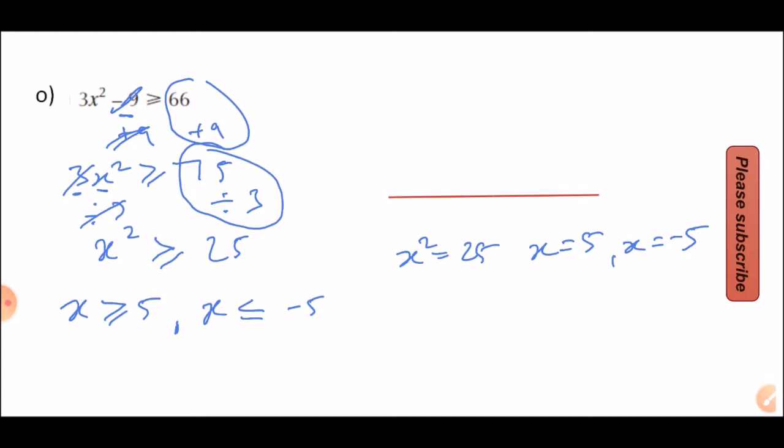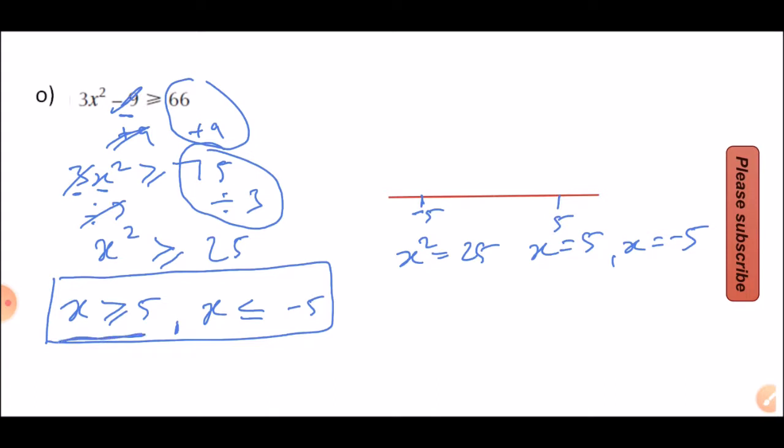So how do you show this on the number line? So this was the solution to the equation. Because I can see 5 and minus 5, and 5, this bit here tells me x has to be equal to or greater than 5. So x has to be equal to or greater than 5 means the arrow has to go this way. And this bit here tells me x has to be equal to or less than minus 5.